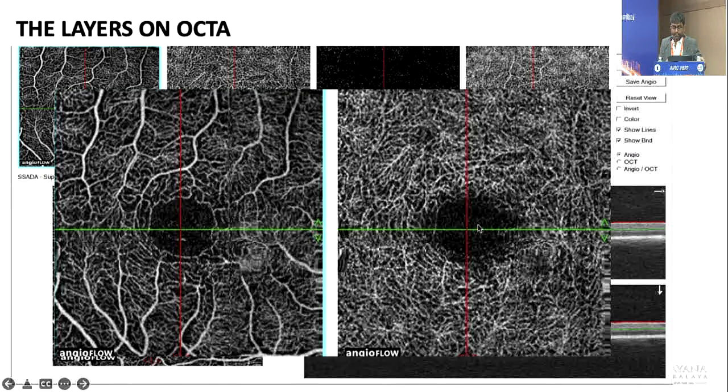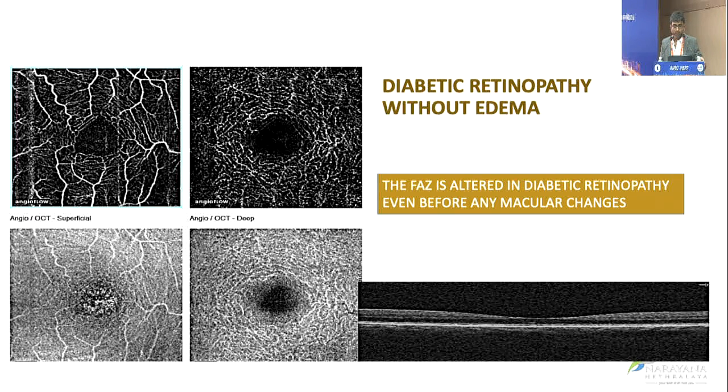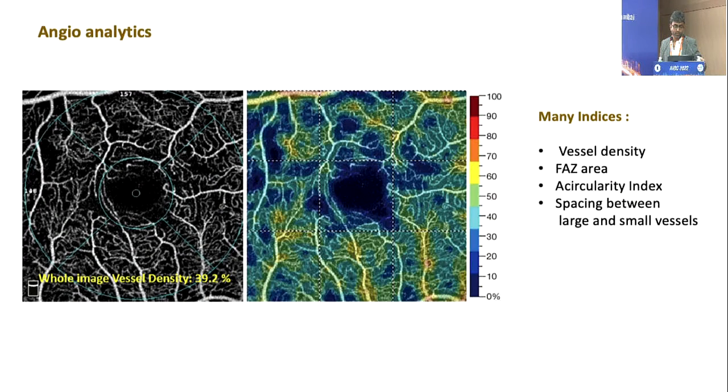The instrument I used for this presentation is the OptoView. We do have many companies that have OCTA now, but OptoView is the one I used. So it is said that there are many studies that have shown that FAZ is altered in diabetic retinopathy even before any macular changes set in. So FAZ increases in size, vascular density decreases. So that's what happens.